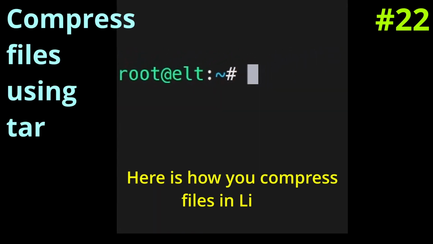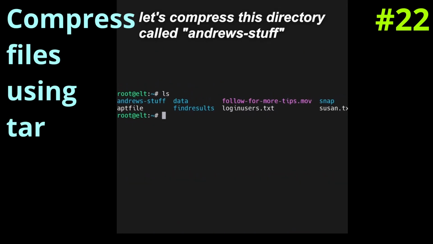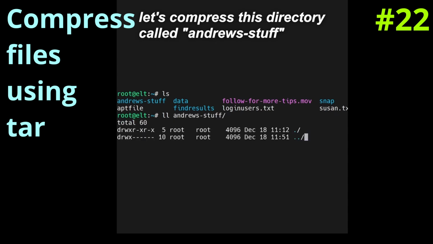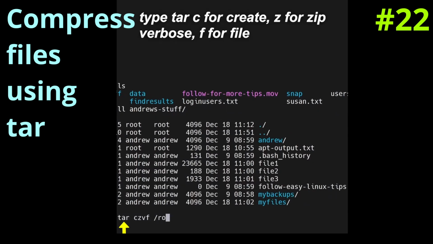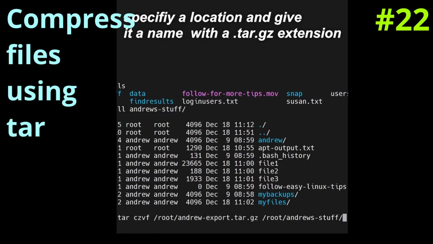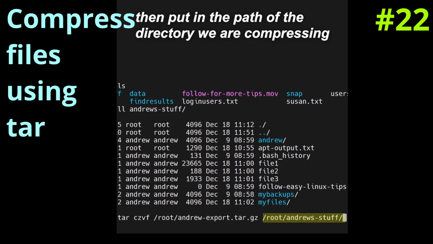That's how you compress files in Linux using the tar command. Let's compress this directory called Andrew's stuff. It's filled with files and subdirectories. Type tar, c for create, z for zip, v for verbose, f for file. Specify a location and give it a name with a .tar.gz extension. Then put in the path of the directory that we're compressing.